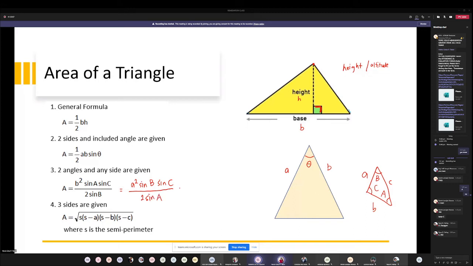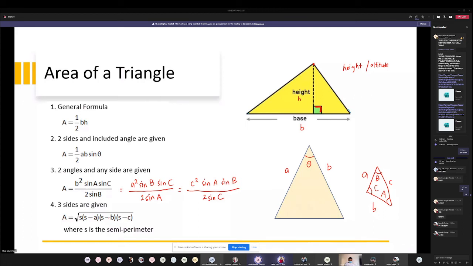Or if side C is given, then it's C squared times sine of A, times sine of B, then divided by 2 times sine of C. So that's the pattern. Sometimes, of course, we change the labeling of the sides and the angles. So it would be best if you know how to use the equation. It's not just memorizing, you need to understand the equation. You can use different letters to denote different values.